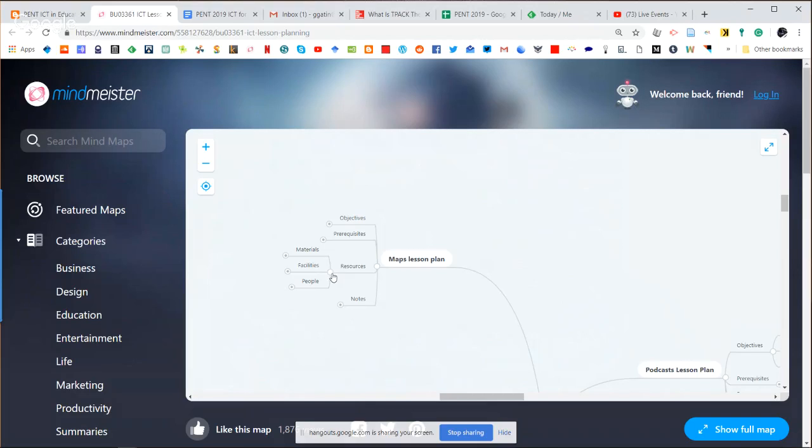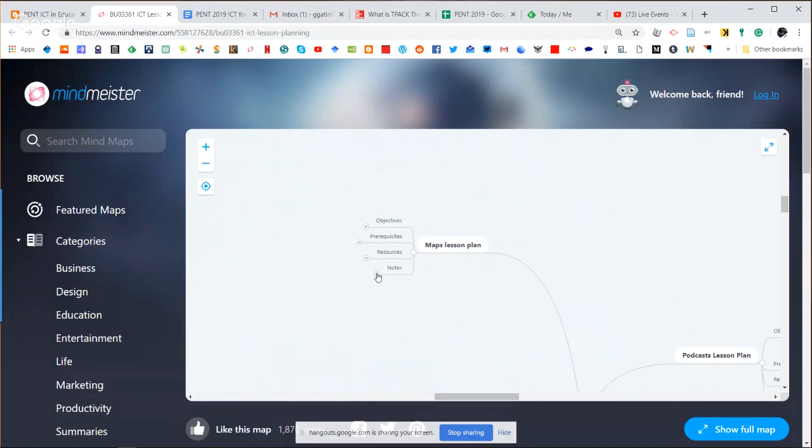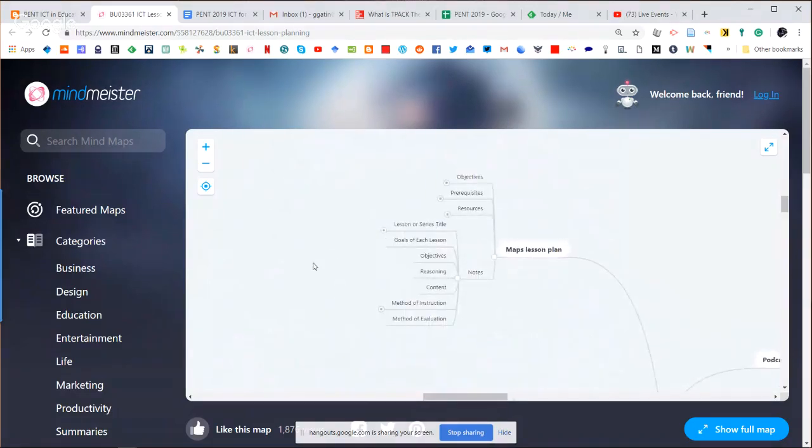And then notes. As I said, this is probably one of the more important ones to you as you're planning this, because you're going to use this lesson hopefully on multiple occasions in the future. You want to know, did it work? Did I teach it? Did it go well? Do I need to change things? What do I need to change?